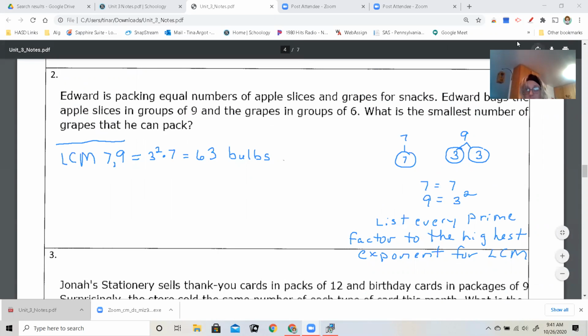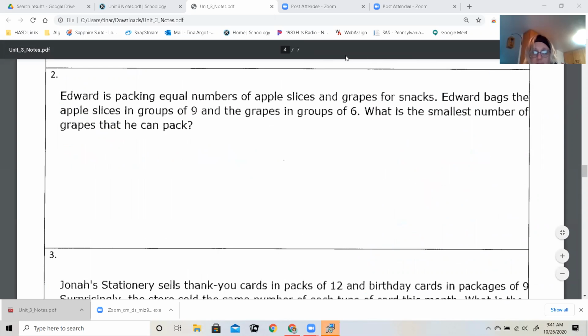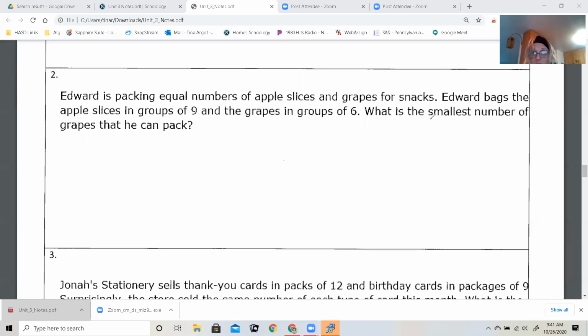I'm going to start reading 2. Edward is packing equal numbers of apple slices and grapes for snacks. Edward bags the apple slices in groups of 9 and the grapes in groups of 6. What is the smallest number of grapes that he can pack? All right, the key word here is smallest number. And smallest number tells us we're going to find the LCM. So please highlight smallest number, that's your key word, and go do your trees for 9 and 6.